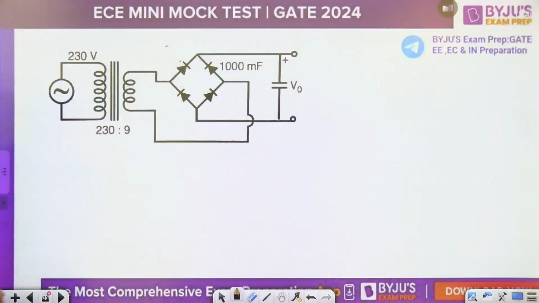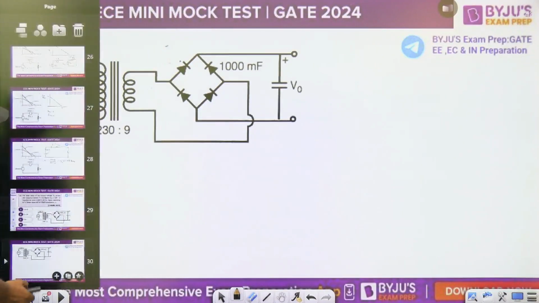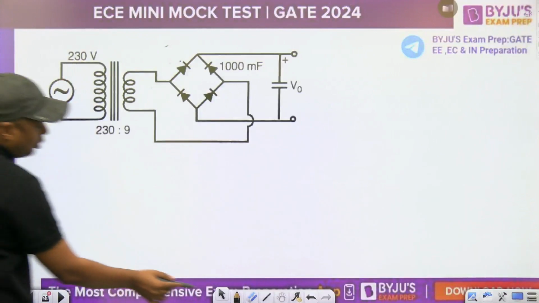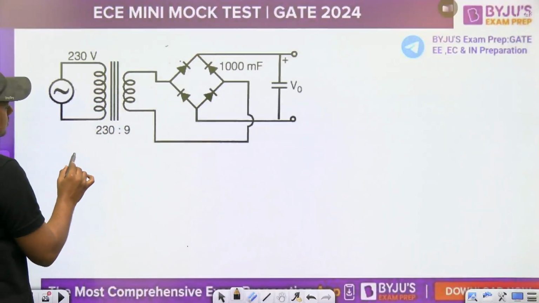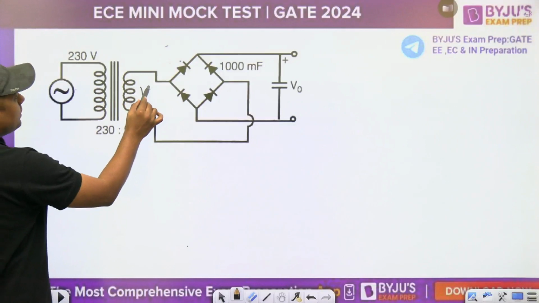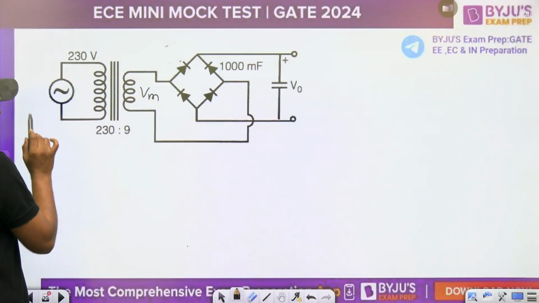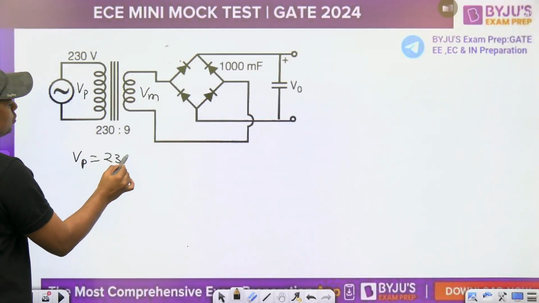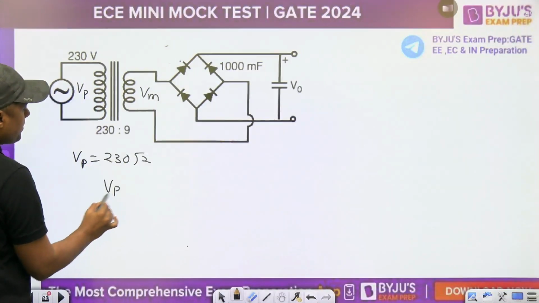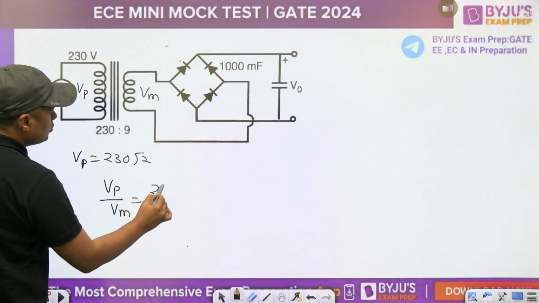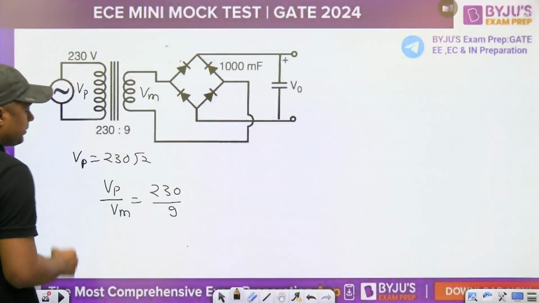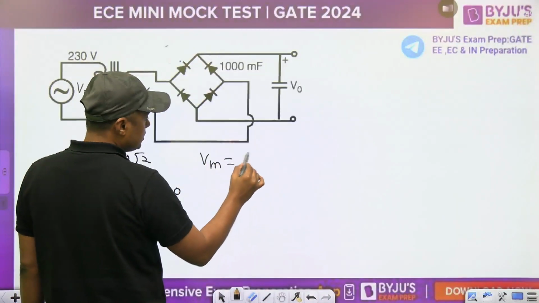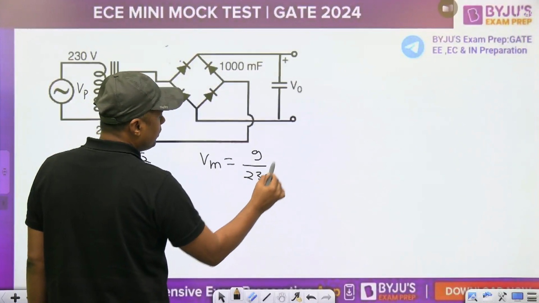Okay. Now watch this. This is nothing but a bridge rectifier with capacitor filter. Always remember, 230 volt is the RMS value. So what is the peak value? 230 root 2 on this side. What is Vp by Vm? That is the turn ratio, 230 by 9. So what is Vm equal to? Vm will become 9 upon 230 into Vp.